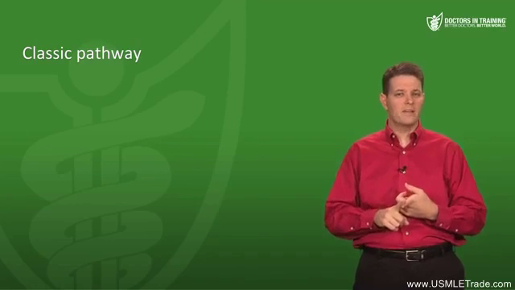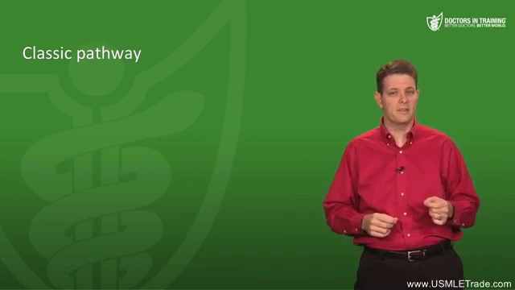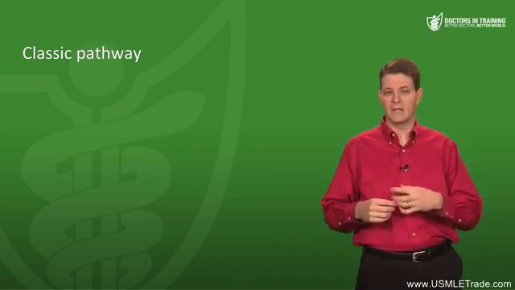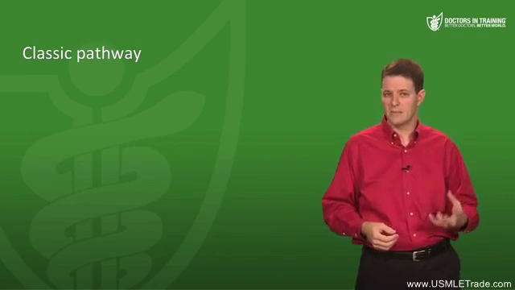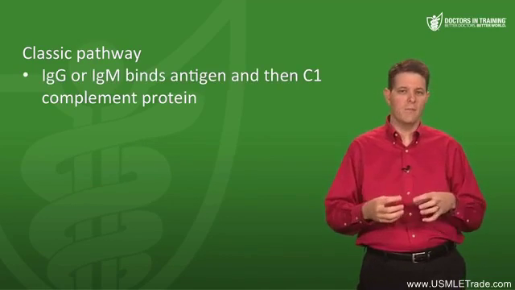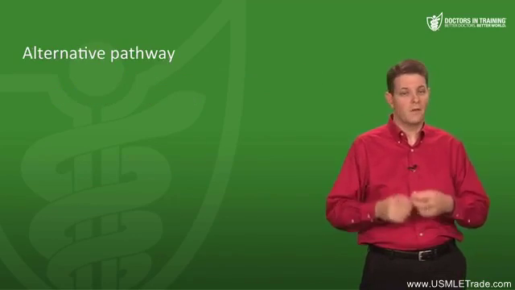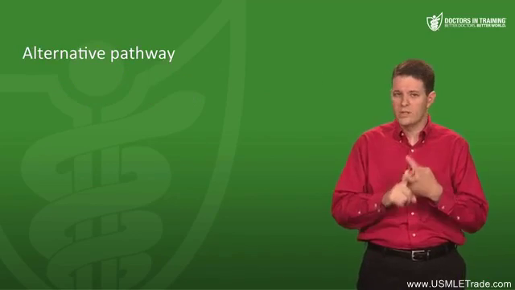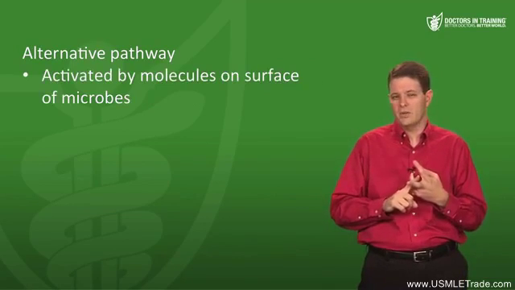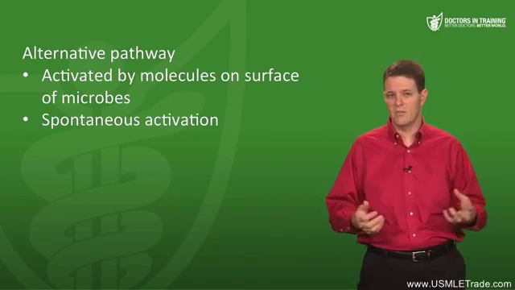The classic pathway is stimulated by antigen-antibody complexes. Remember, one of the ways that type 3 hypersensitivity reactions cause damage is by activating complement. So that's the classic pathway. IgG or IgM antibodies bind to an antigen, and then they bind to a C1 complement protein and activate it. Then there's the alternative pathway, which does not require antibodies. So complement can be activated by molecules on the surface of microbes, or complement can spontaneously activate itself.